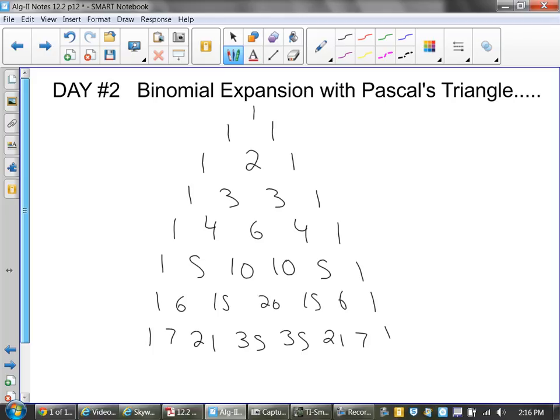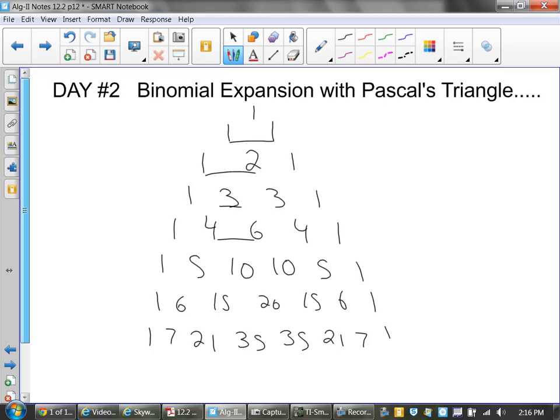What's happening here? 2 is the sum of 1 plus 1. 3 is the sum of 1 plus 2. 10 is the sum of 4 plus 6. There's ones on the outside. Ones stay on the outside, ones will always continue on the outside all the way down.